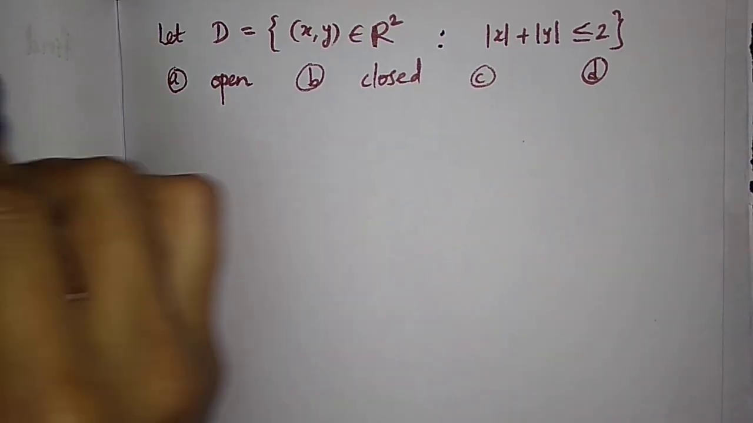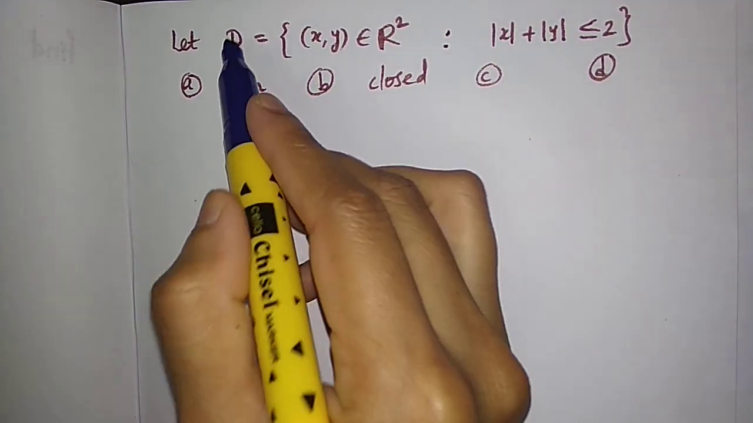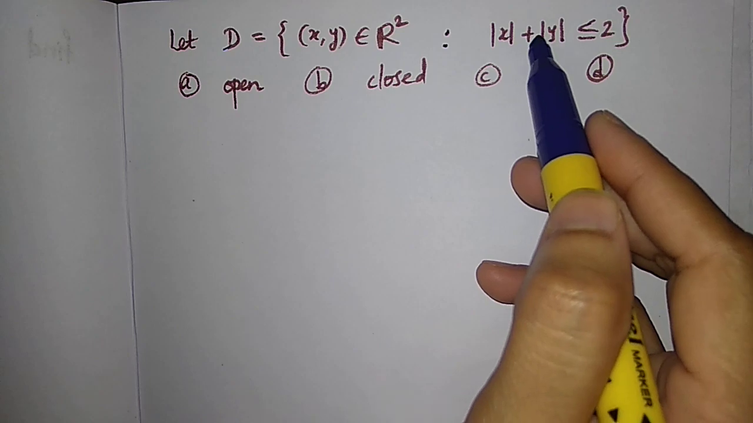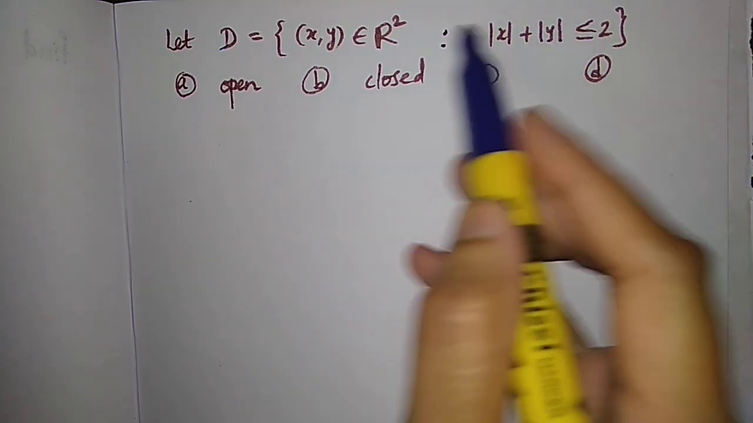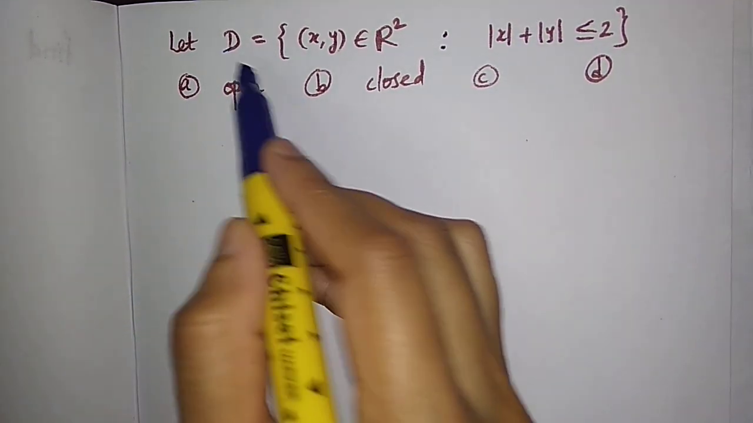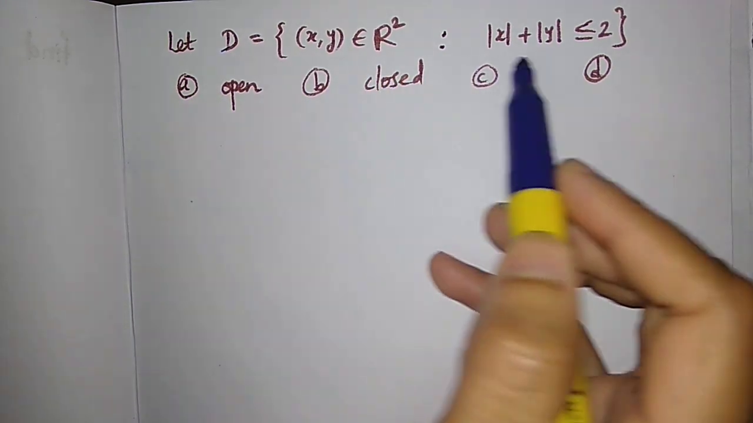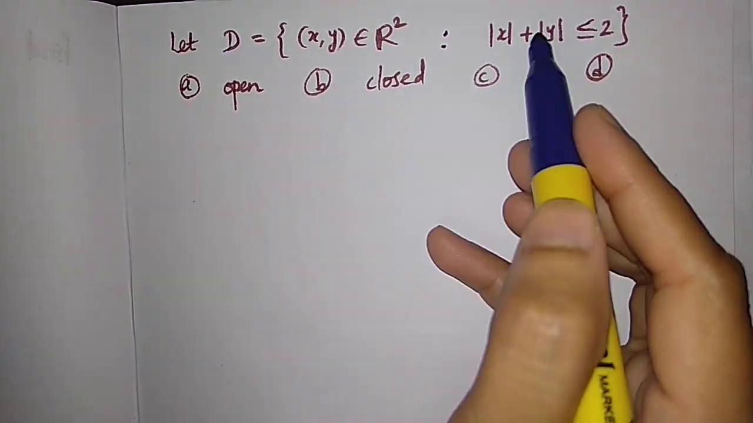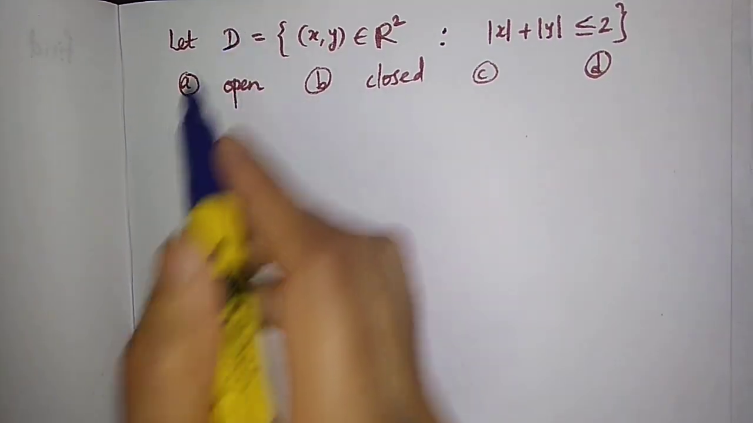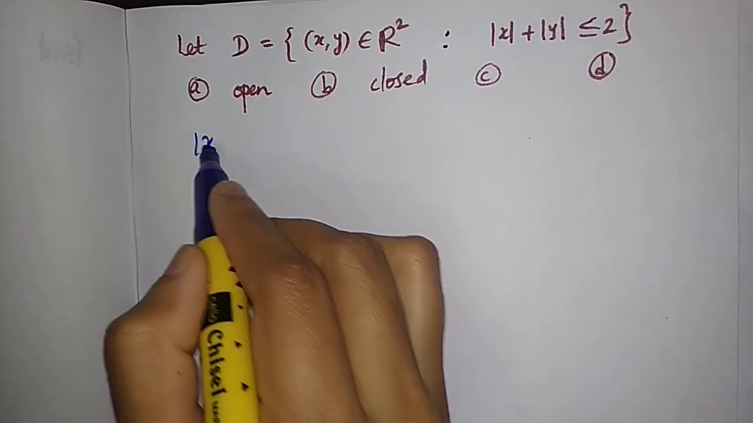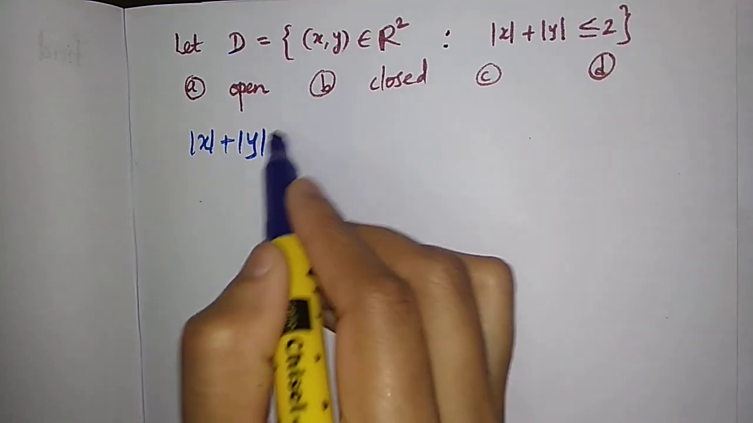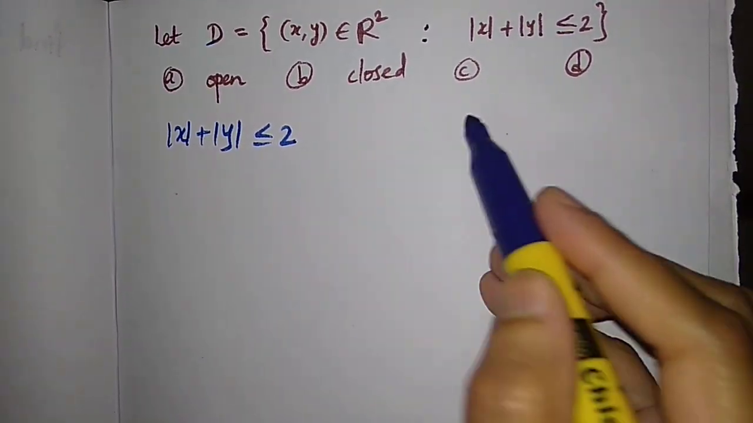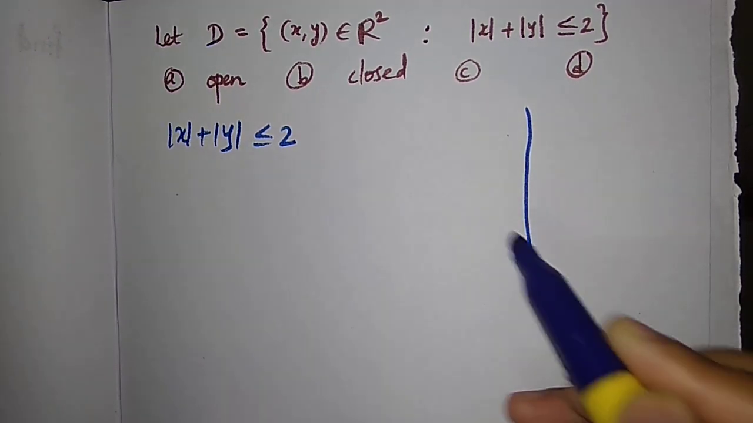Now the next question is, we have been given a set D equal to (x, y) belonging to R2 such that mod of x plus mod of y is less than or equal to 2, and we have been given some options about this D. So it is open or closed, or there are some options. Now let us draw the set. So we have this mod x plus mod y less than or equal to 2. Now we are in R2, so there are 4 quadrants.